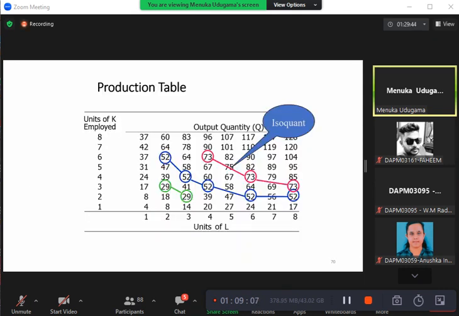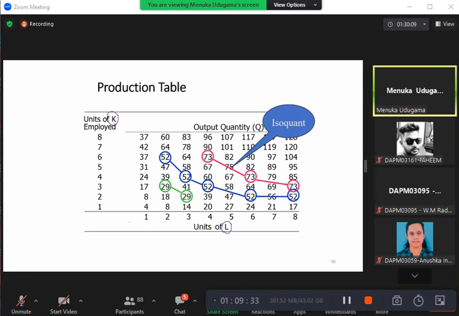Right, so look at this table. In the first column, there's one input, which is K. K stands for capital, right? It could be the number of machines, for example. And L stands for labor, right? L stands for labor, the number of laborers and the number of machines, maybe, right? Two inputs.